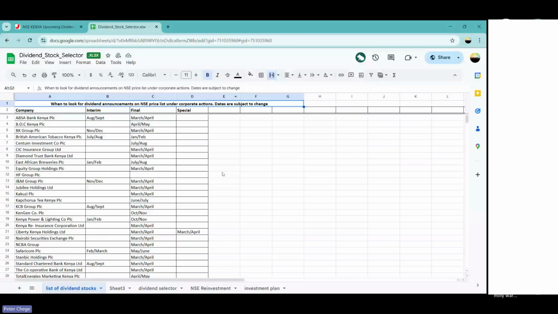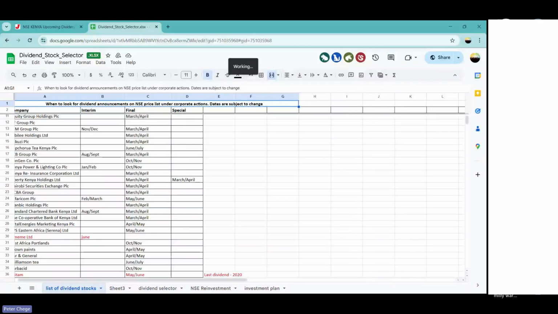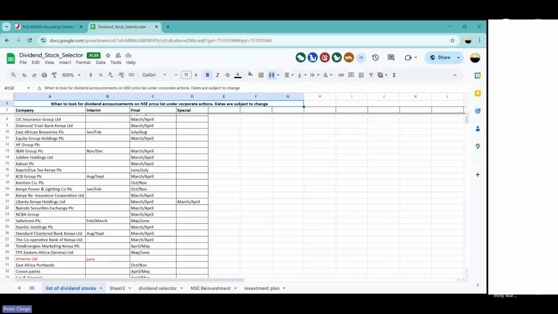The first one is a list of dividend stocks. There are those clients who ask, which are the dividend stocks at NSE? These are the dividend stocks and when they declare, apart from HF. HF, I don't think this year they have declared. It is in the list, but ignore it. And also ignore Umeme, because Umeme, I think they have issues on their side, which they are resolving.